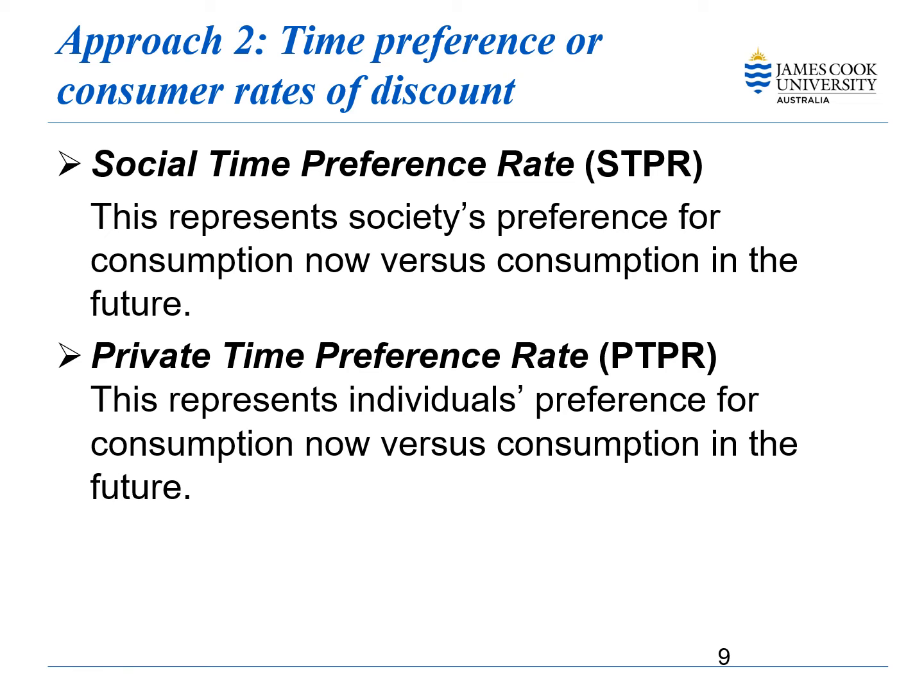Right, that's approach one, the approach from the production side. Approach 2, time preference or consumer rates of discount. There are also two of them here. First is called social time preference rate. This represents society's preference for consumption now versus consumption in the future. Second is private time preference rate, and this represents the individual's preference for consumption now versus consumption in the future. So one is the society, the other is individuals. And if there's no discrepancy, then generally they will be the same.